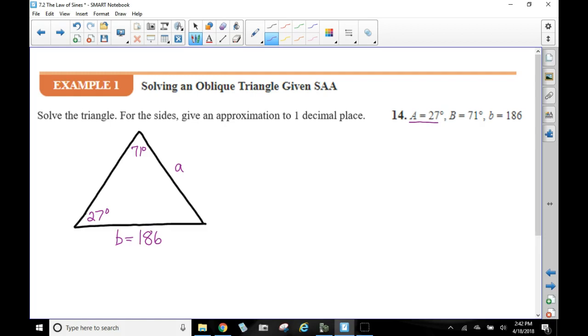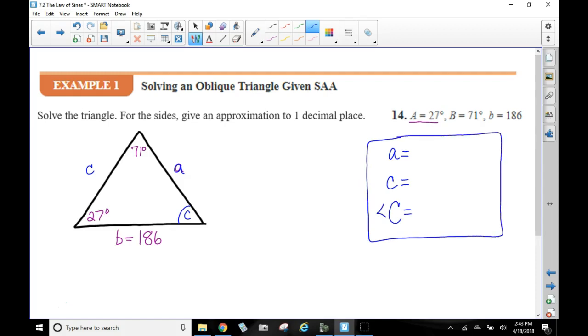Okay? Now, let's label what is missing. What is missing and what we are to solve for is side A. I'll put that in blue. Side C, as well as angle C. I'm just going to call it C. So now when I'm setting up my answer box, those are the amounts that need to go in there. Side A, side C, and angle C. Those are the missing parts. Now, here's the thing.